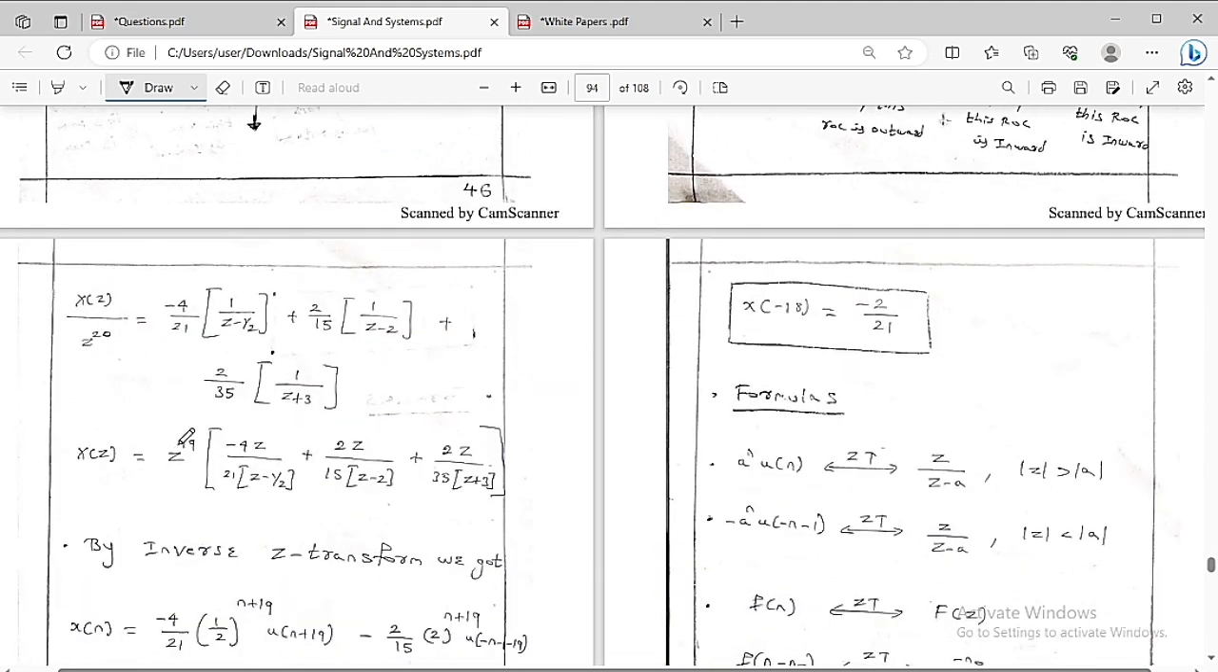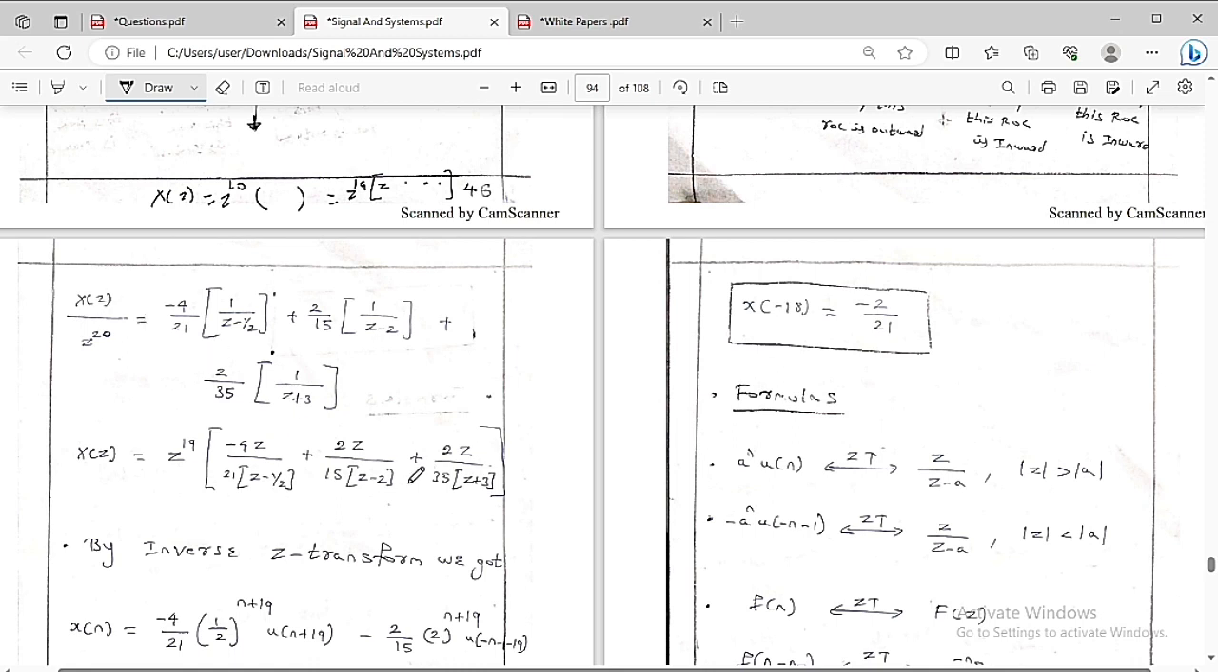So now what I will do, very simple. I will multiply z to the power of 20 inside, but z to the power of 19 I will take outside, and the remaining things I will multiply by z. Basically, X(z) is equal to z to the power of 20 into all these things. Then z to the power of 19 I will take outside, and z I will multiply inside each and every term. So like this we are going to do.